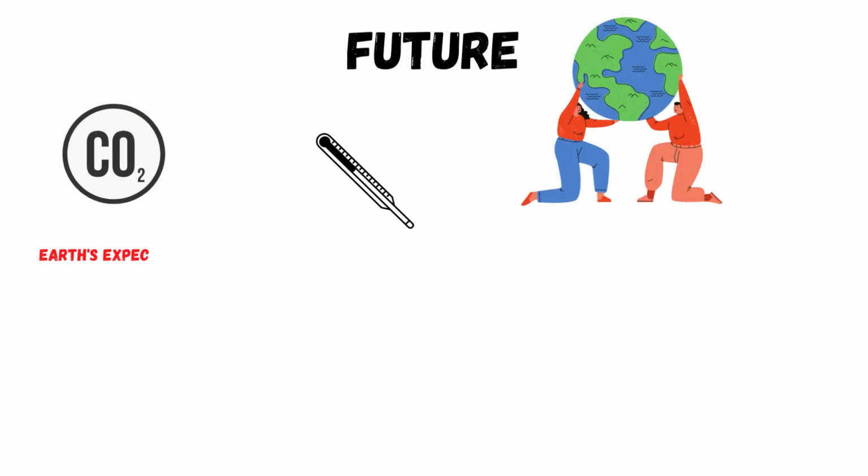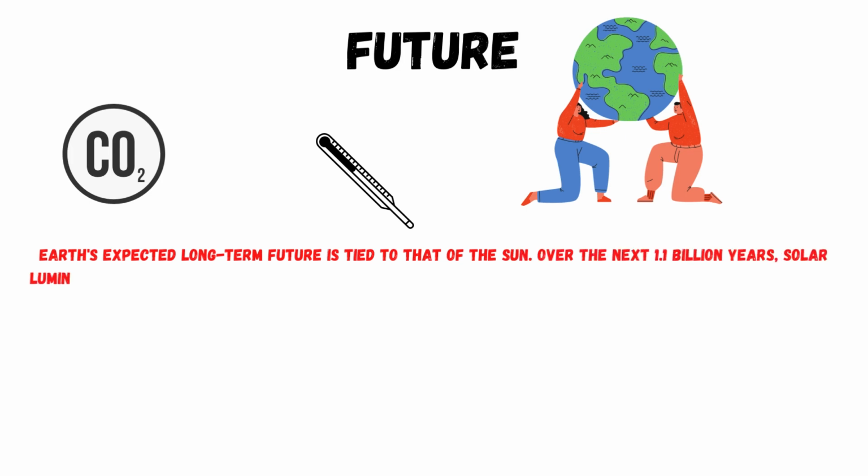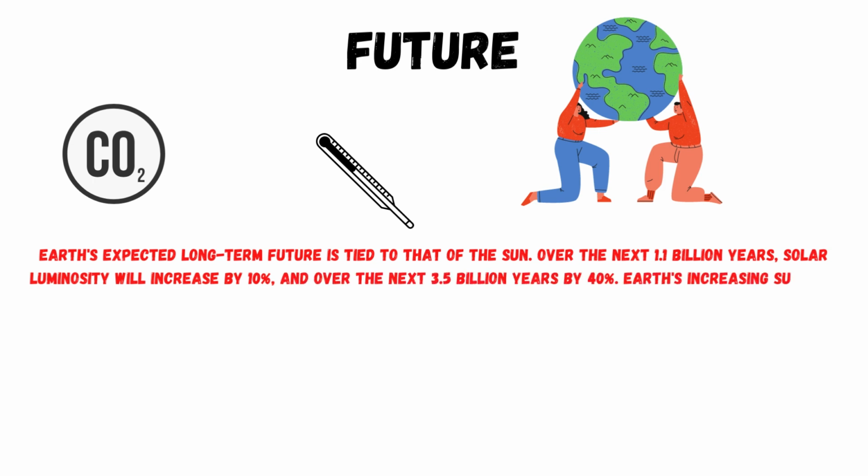Future. Earth's expected long-term future is tied to that of the Sun. Over the next 1.1 billion years, solar luminosity will increase by 10%, and over the next 3.5 billion years by 40%.